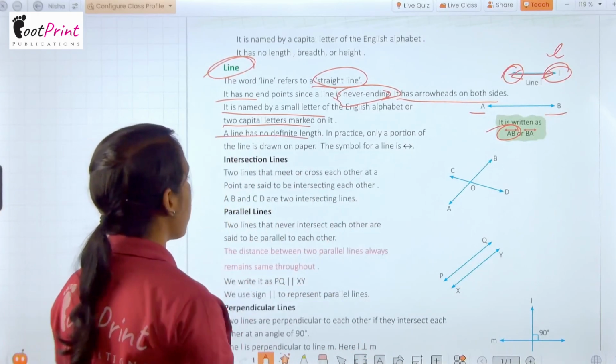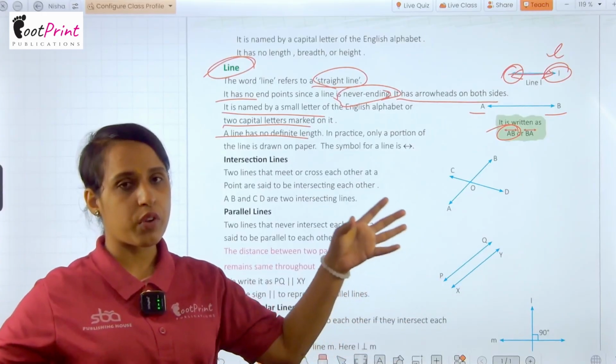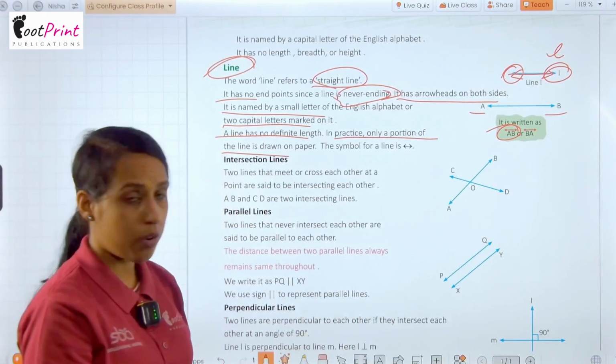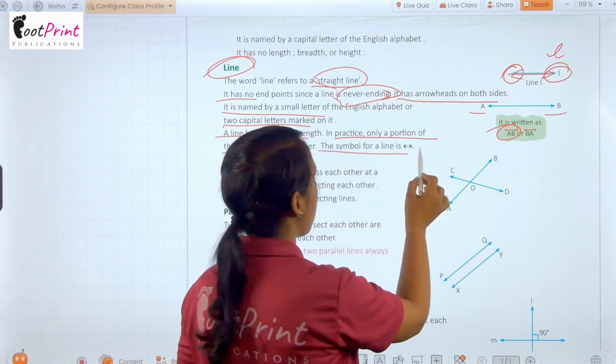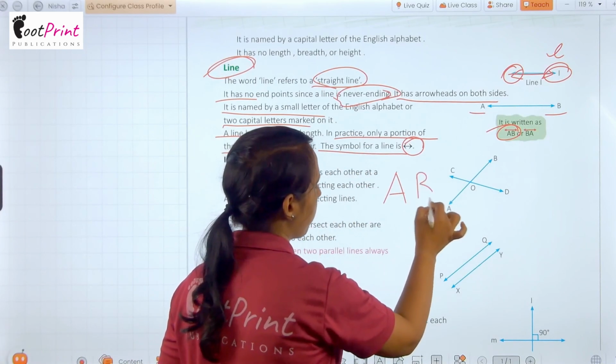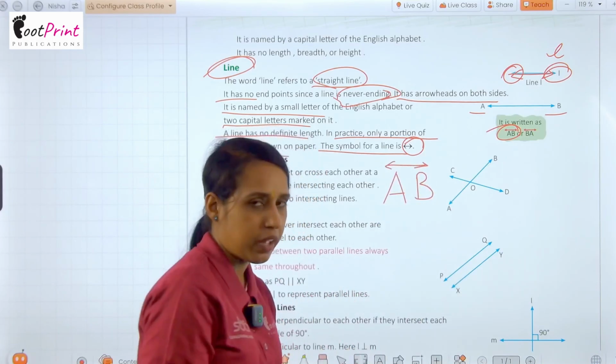Okay, so a line has no definite length, as we learned. It has two extend points, so we can extend it. In practice, only a portion of the line is drawn on paper. The symbol for a line is this. Okay, so just like that, if we want to name AB as a line, we draw this symbol of line here. Okay.